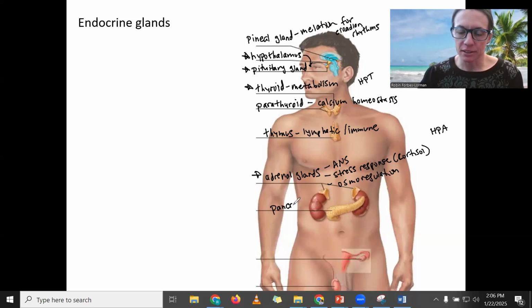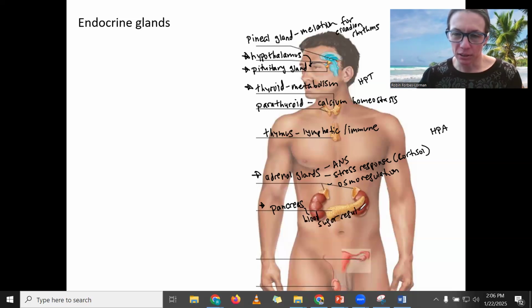Pancreas. You know, the pancreas doesn't quite look like this, especially in a rat. It's a little bit more diffuse right next to the spleen. It's going to play an important role in blood sugar regulation. We will talk about it primarily in the digestive system. It plays an endocrine role in blood sugar regulation. It also, separate from that, produces digestive enzymes.